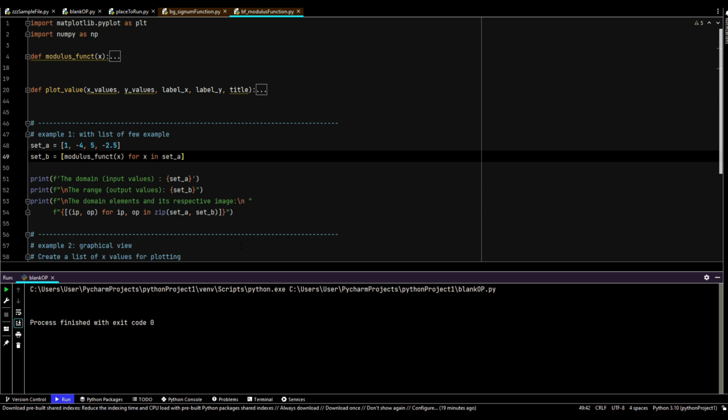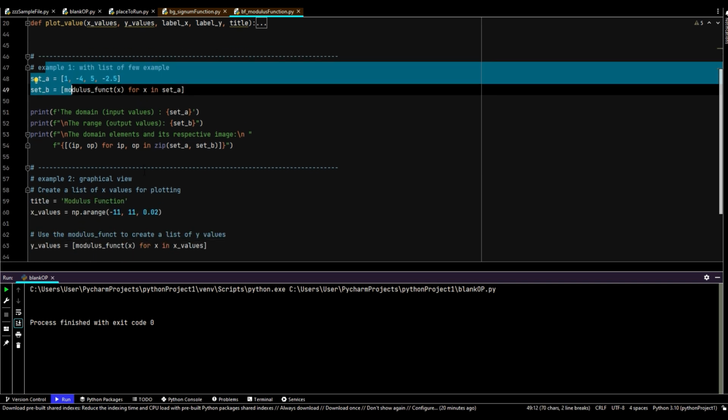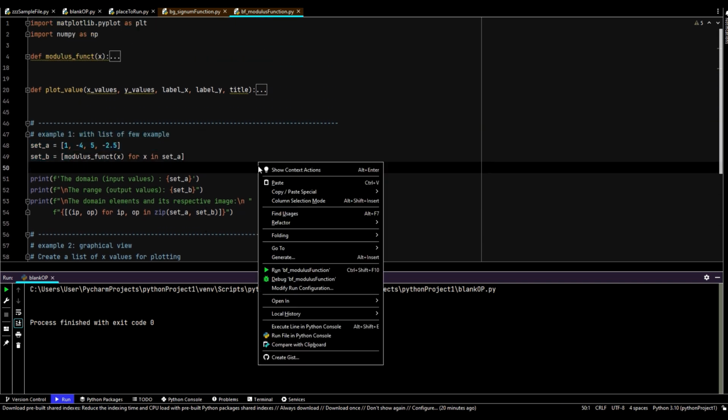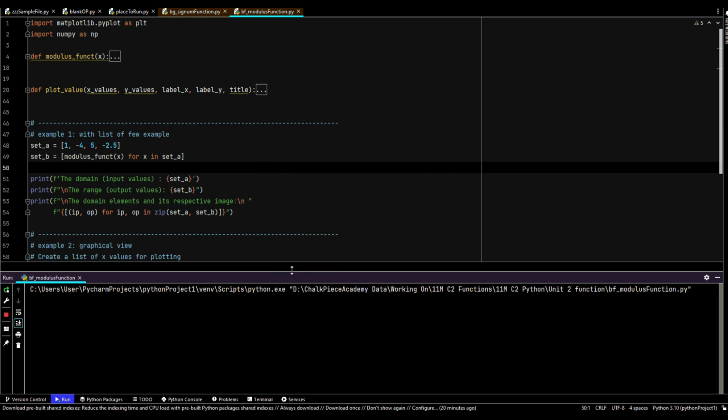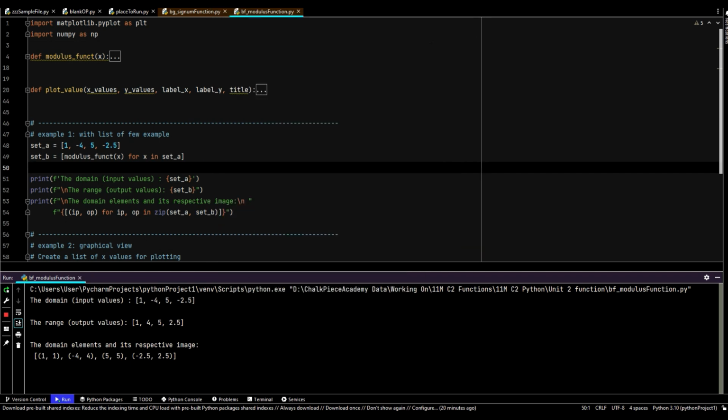So I'll show the behavior with the help of a code. So I have set of inputs as usual. So first set is set of individual values, and the second set is set of values which range from minus 11 to 11, and the graph is plotted. Right? So let me execute this. We'll look into the graph a bit later. First thing first, let's look at the domain. So domain is 1, minus 4, 5 and minus 2.5. Now the image and the pre-image, that is, we have the ordered pair.